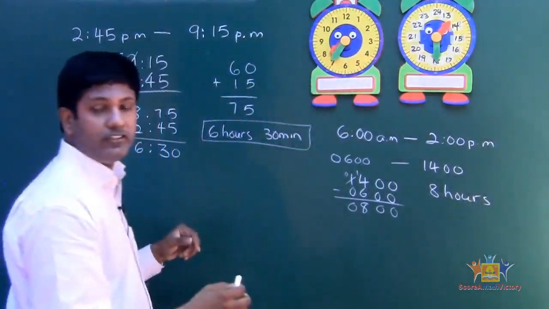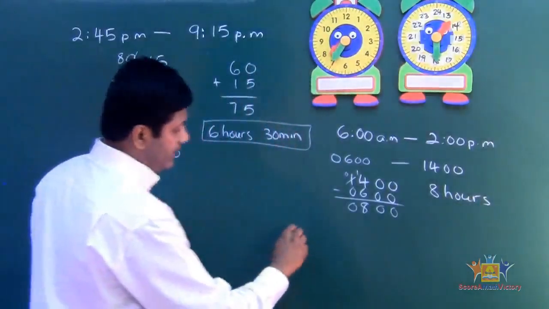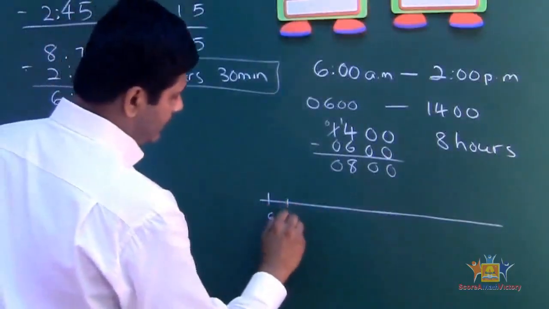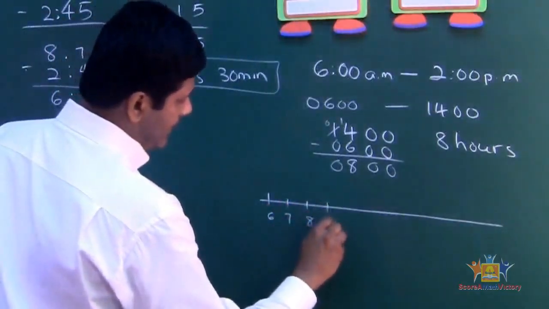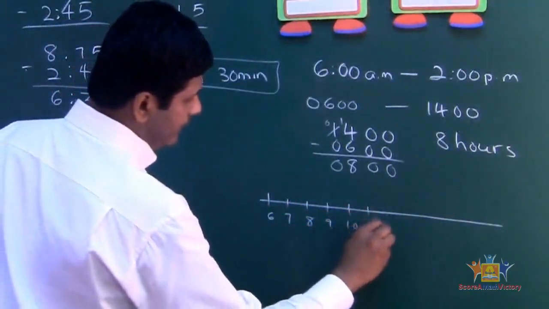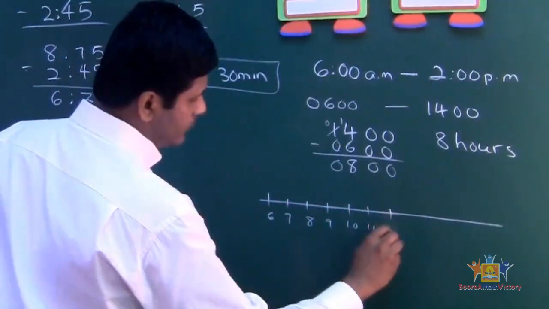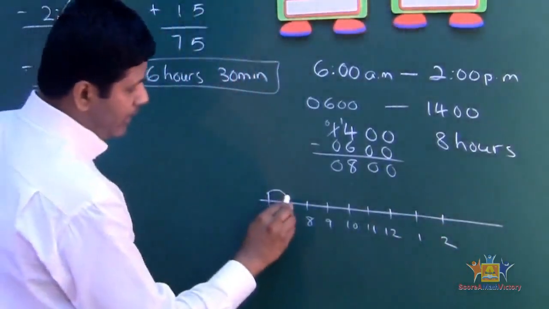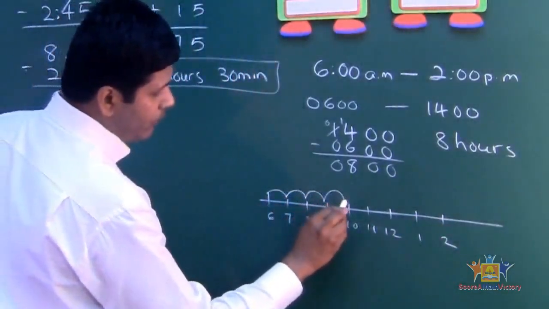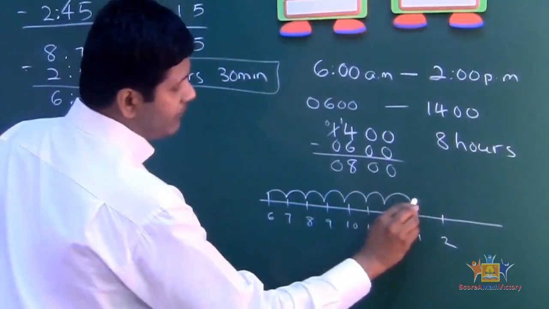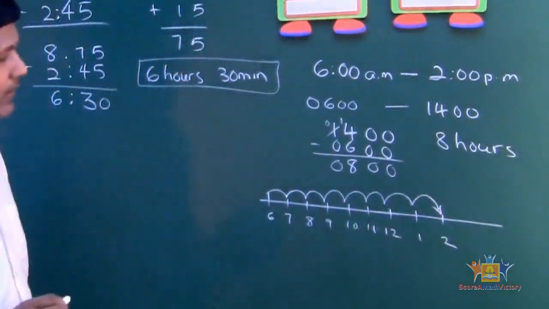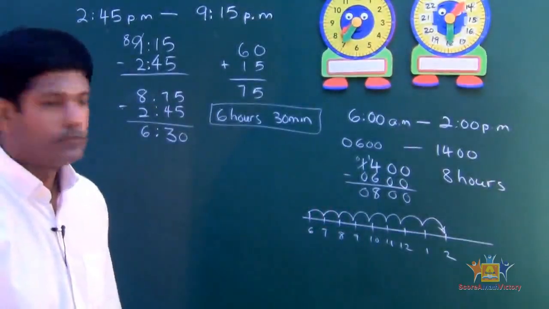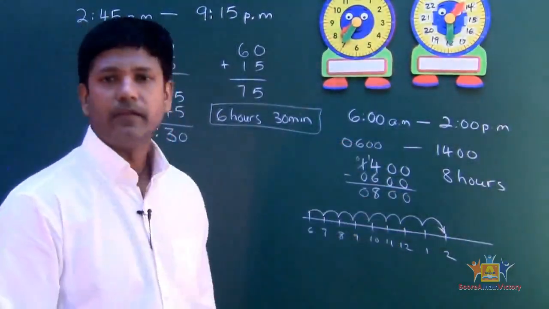Now if we were to use the line graph method, this is 6 AM, 7, 8, 9, 10, 11, 12, 1, 2. So 1 hour, 2 hours, 3 hours, 4 hours, 5 hours, 6 hours, 7 hours, 8 hours. Right there. See that? That's 8 hours, which is what we get by doing this.